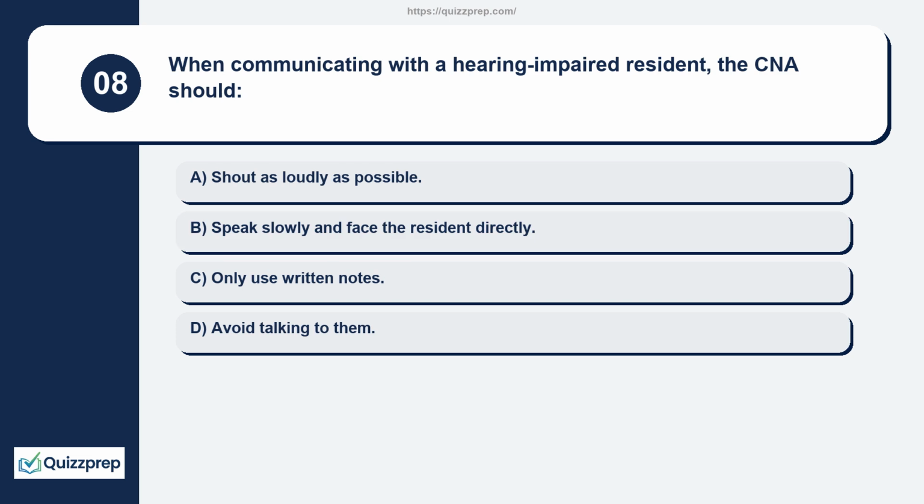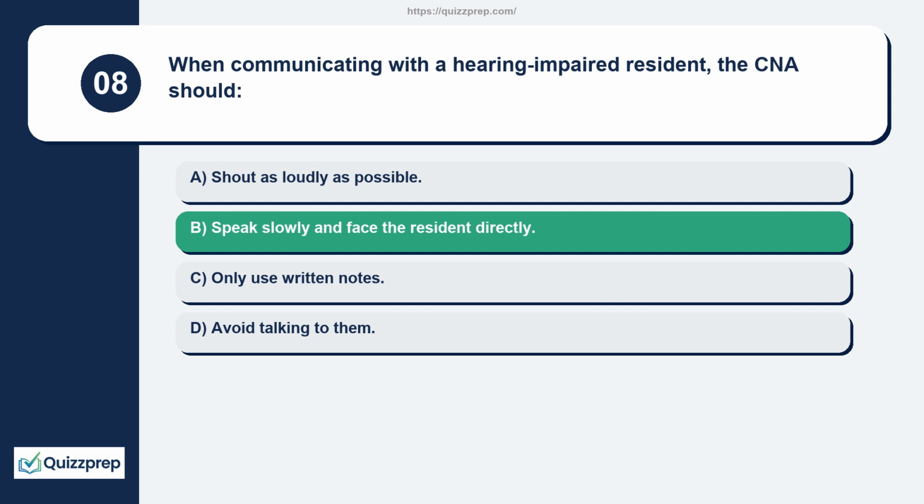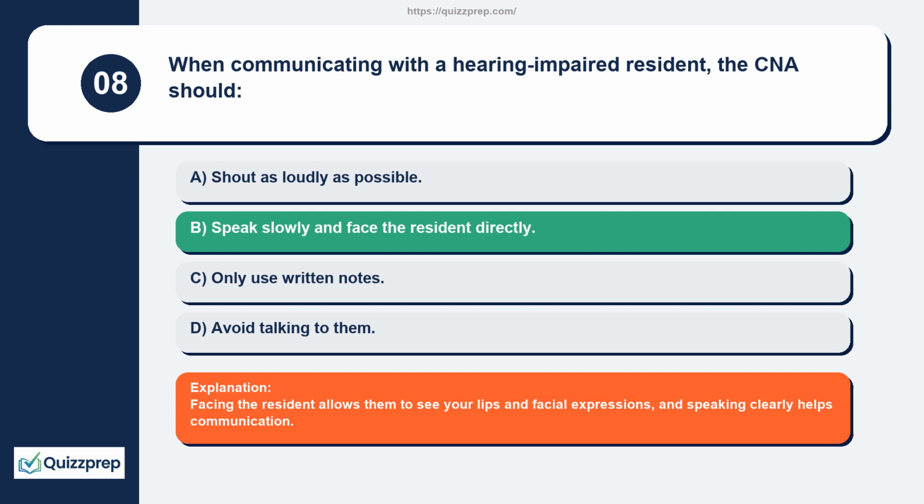Question 8. When communicating with a hearing-impaired resident, the CNA should: shout as loudly as possible, speak slowly and face the resident directly, only use written notes, avoid talking to them. Facing the resident allows them to see your lips and facial expressions, and speaking clearly helps communication.